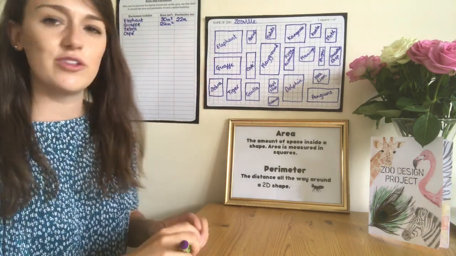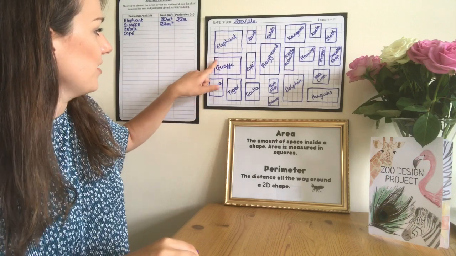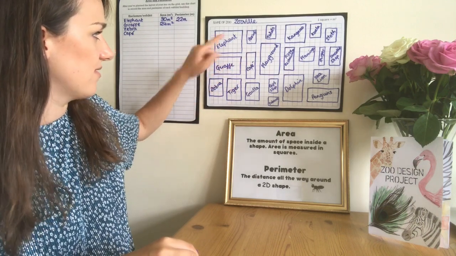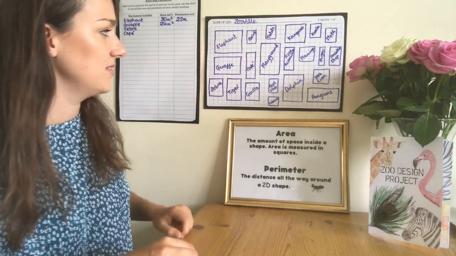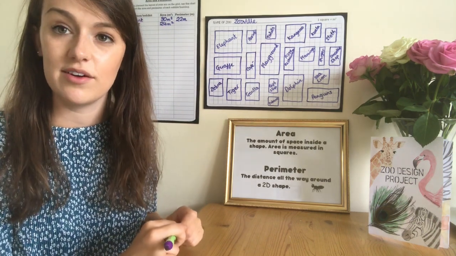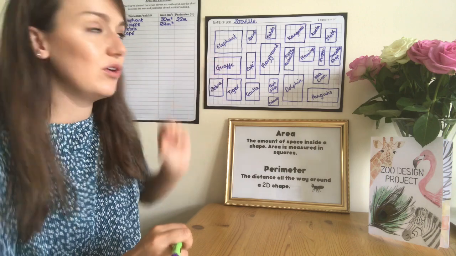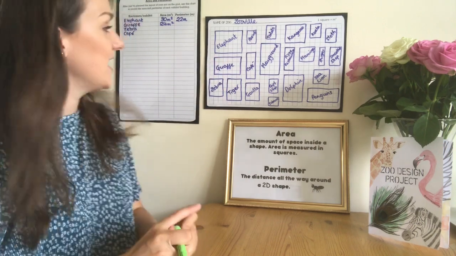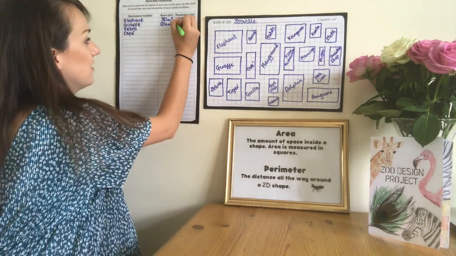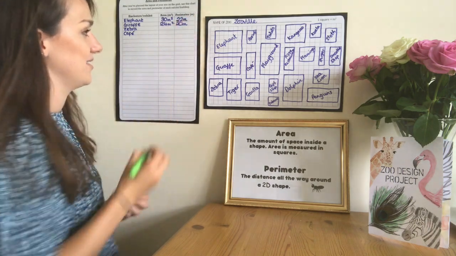And then we'll do the same for the giraffe enclosure. So the width of the giraffe enclosure is the same as the elephant. It's 6 metres. And we know 2 lots of 6 are 12. And the height is 4. So 2 lots of 4 make 8. 12 and 8 equal to 20 metres.